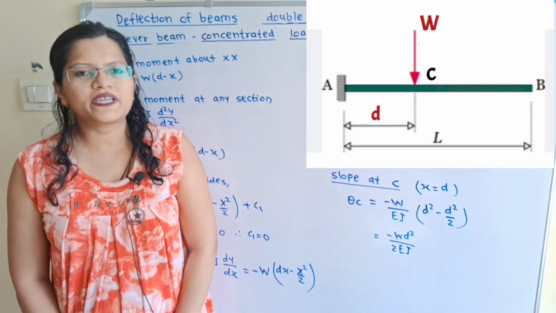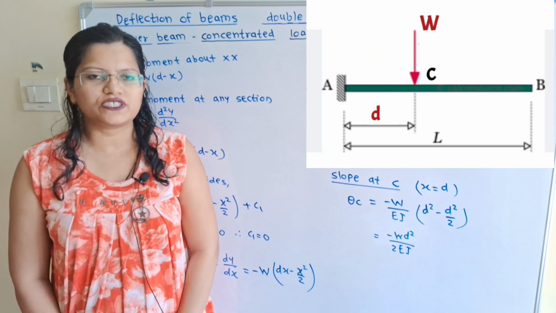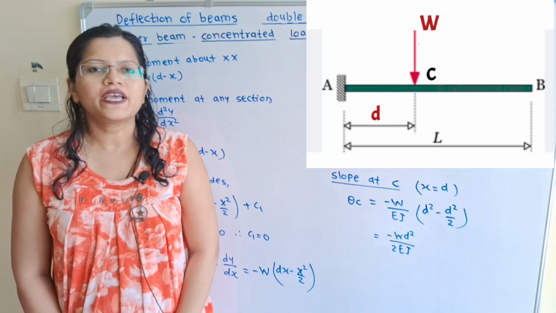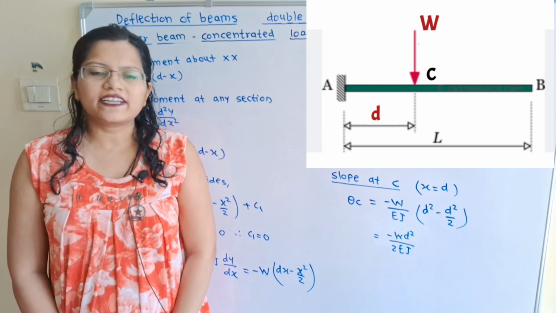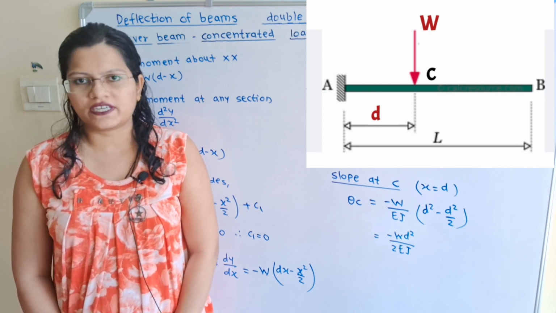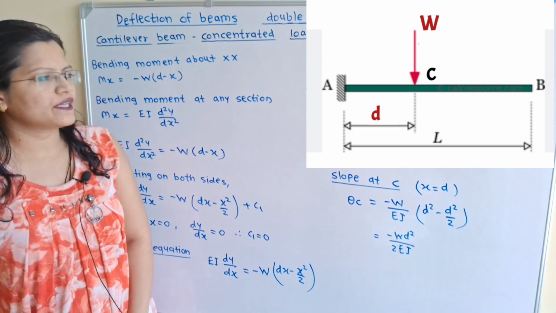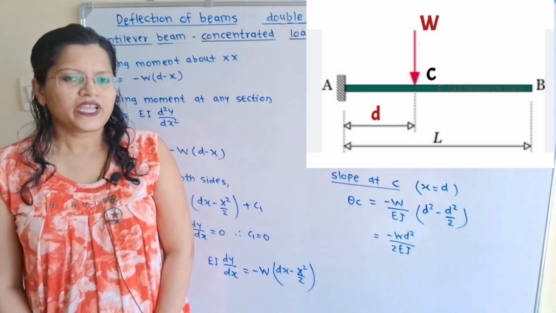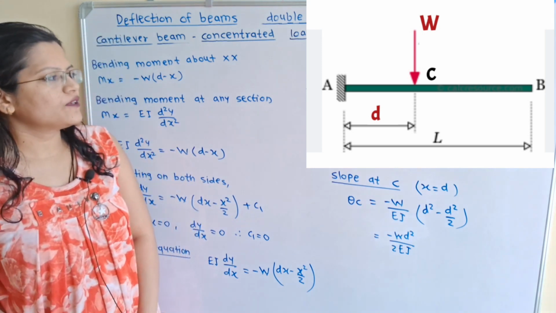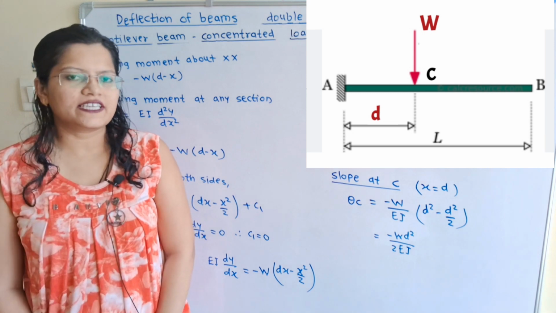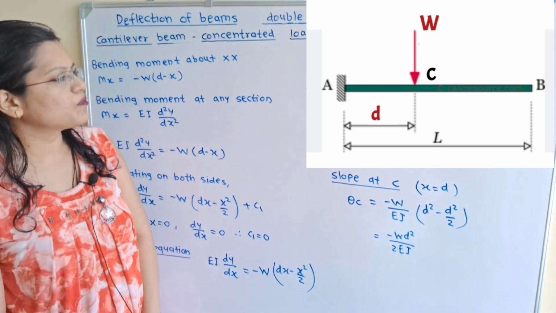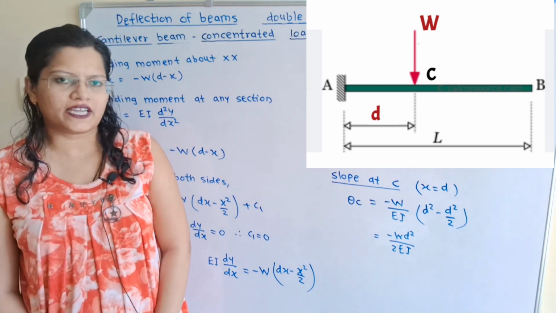Find out slope equation and deflection equation for cantilever beam carrying point load at a distance d from the fixed end. If we observe the diagram, there is beam AB of total length L and the point load W is acting at point C and it is having distance small d from the fixed end A.